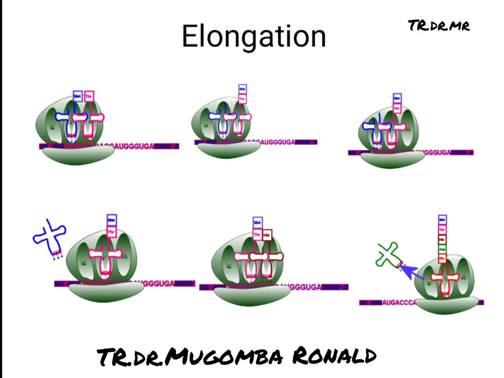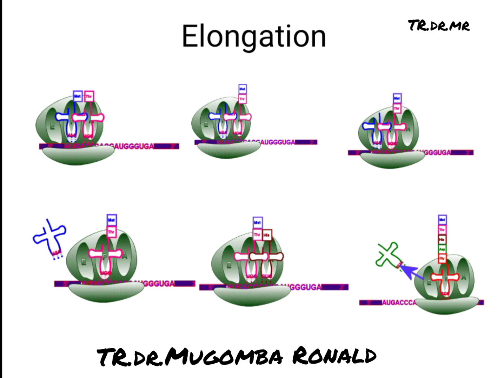Now, what happens next? The second amino acid is going to enter the A site. The first one, methionine, was at the P site. Now the second one is entering the A site here, as you can see. So the amino acid of the first initiator is in the P site. I've talked about that. Now the second one enters the A site.